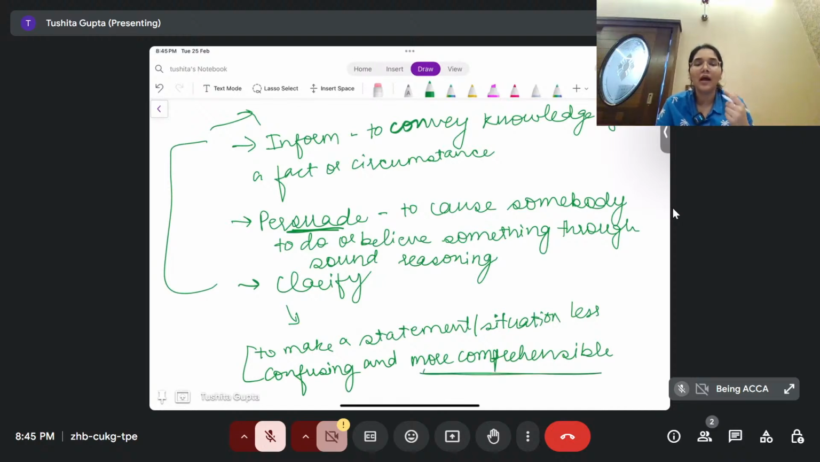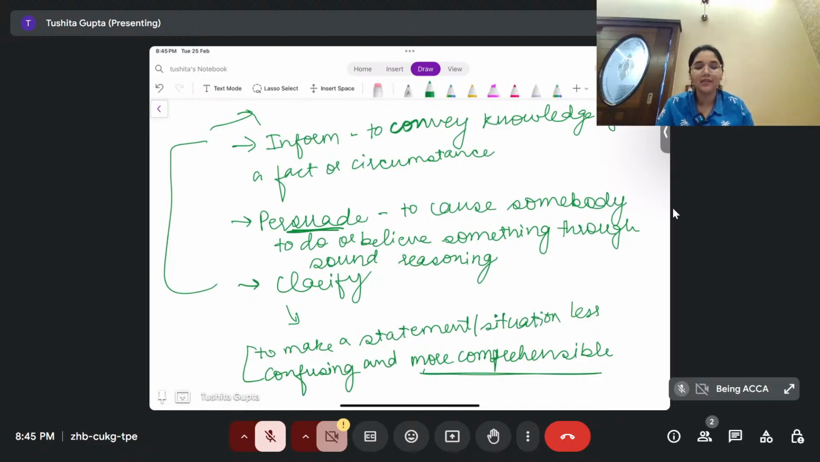Comprehensible comes from the word comprehend. What does the word comprehend mean? It means that you are able to understand, you are able to make sense of things. So you try to make a situation for a person less confusing, more comprehensible, by clarifying the things that they probably know wrong or do not know at all.